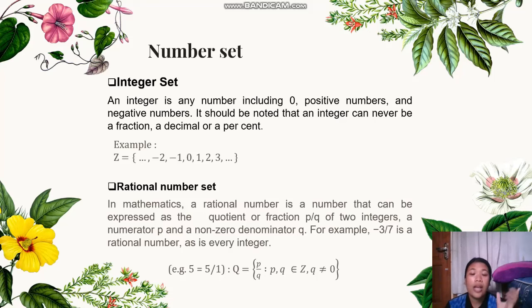For example, 5 equals 5/1. And Q equals {p/q}, where p and q are elements of the integers, and q is not equal to 0.